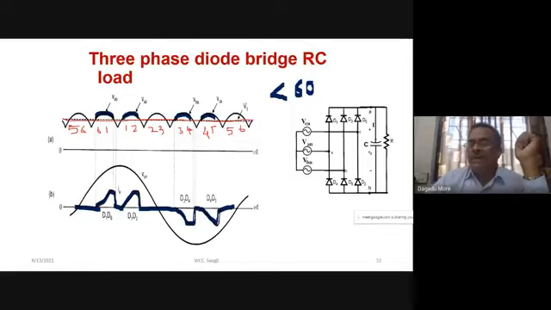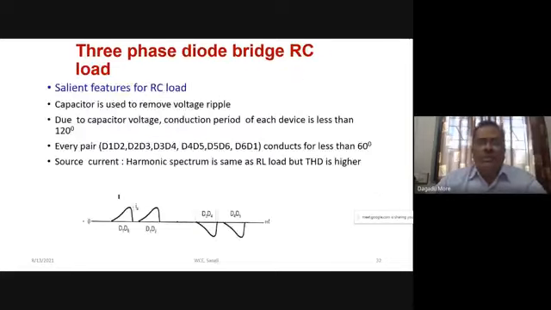combination. Here we have an RC parallel combination, and in that case device pairs D1, D2, D2, D3 will conduct for less than 60 degrees, and because of that our source current will be 2 positive pulses and 2 negative pulses. So that type of source current we can obtain. With the capacitor voltage, the conduction period of the device is reduced, because the device will be reverse biased for some period, since its instantaneous voltage is less than the capacitor voltage.